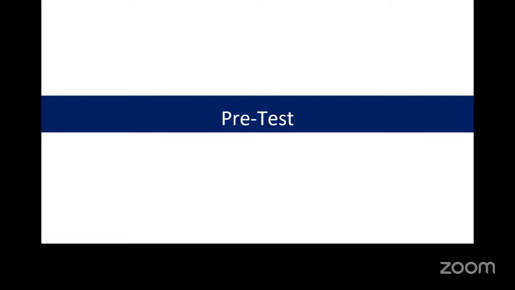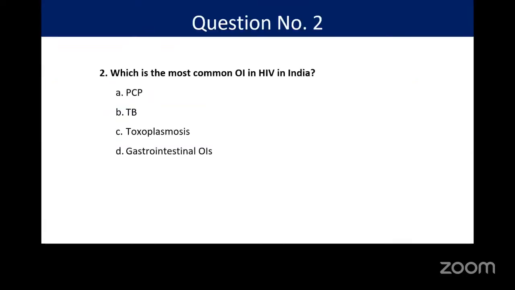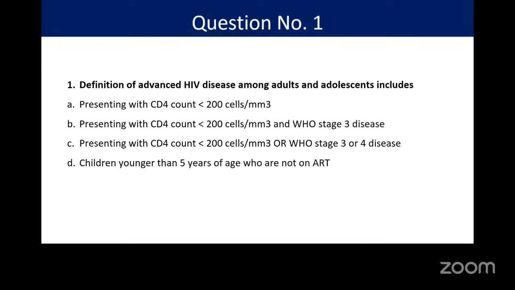The first question is, what is the definition of advanced HIV disease among adults and adolescents? The options are presenting with CD4 count less than 200 cells, presenting with CD4 count less than 200 cells and WHO stage 3 disease, presenting with CD4 count less than 200 cells and WHO stage 3 or 4 disease, and the last option is children younger than 5 years of age who are not on ART.